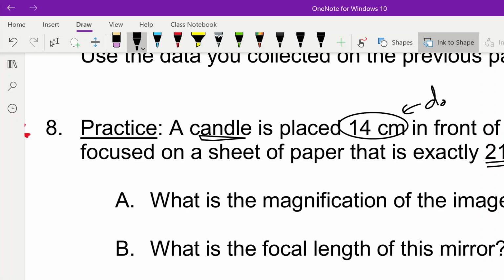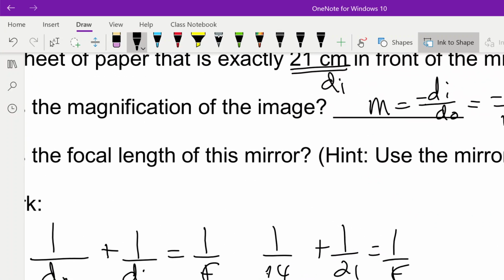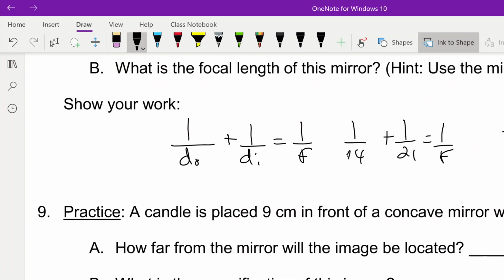Now, this is not an exercise in finding common denominators. We could do it, but we just don't want to bother. Just use a calculator and use the 1 over x button. So for me, I press 14, then I press 1 over x, then I press plus 21, then I press 1 over x, then I press equals. And then to get my answer in terms of what f is, I press 1 over x one more time, and I get that f equals 8.4 centimeters. Now, I left everything in centimeters, so my answer will be in centimeters.